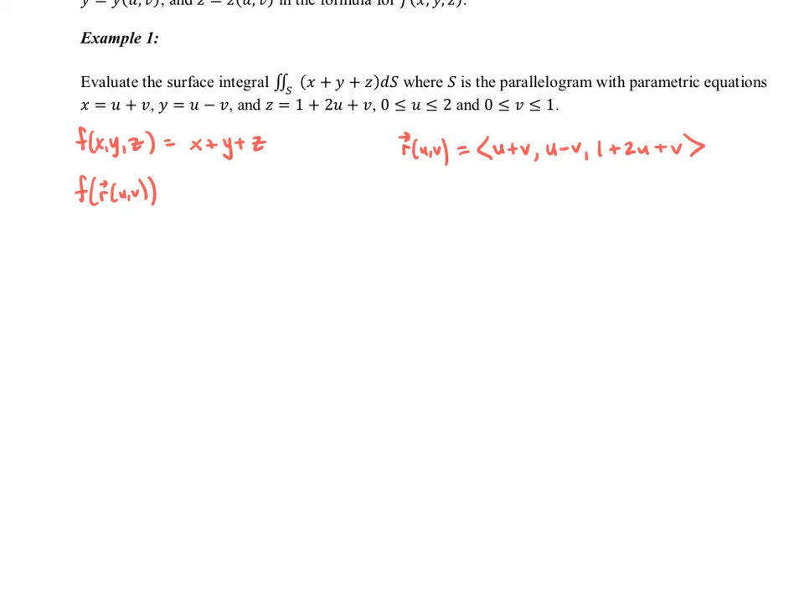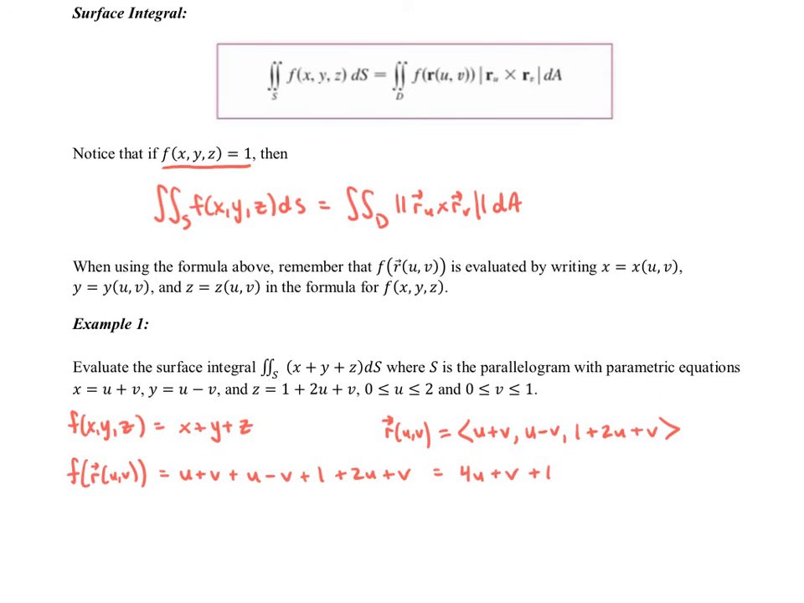So for x in the function, we're going to put in u plus v, and then for y, we'll put in u minus v, and so on. So our function with the vector substituted in is going to be u plus v plus u minus v plus 1 plus 2u plus v, and that simplifies down to 4u, and then one of the v's will cancel, we're left with 1v, and then plus 1. So that's going to be our function. Again, that's going to go in this place in our formula right there.